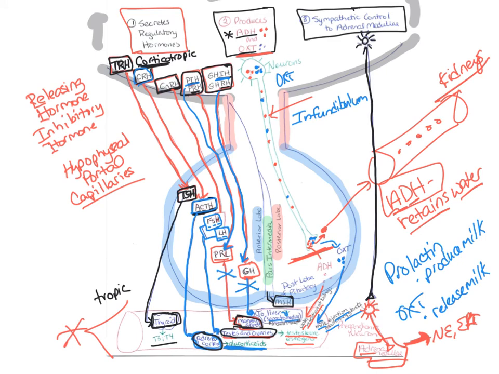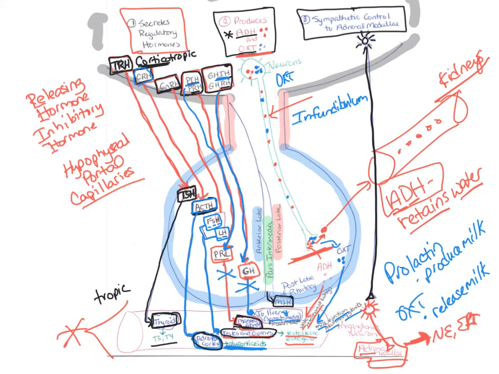activation. Your heart will beat faster, your lungs will breathe faster, your airways will dilate, your pupils will dilate, your digestive system shuts down, your urinary system shuts down. So you get all those effects of the sympathetic nervous system.